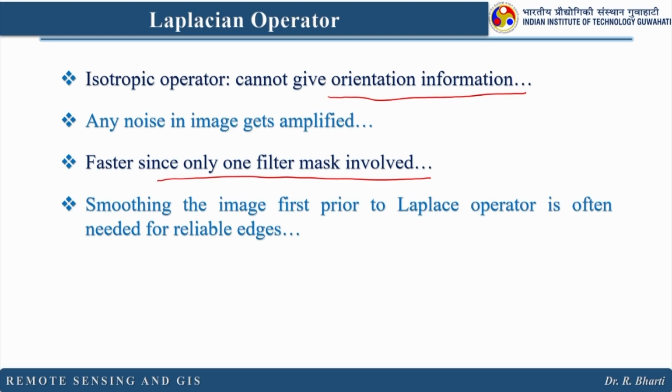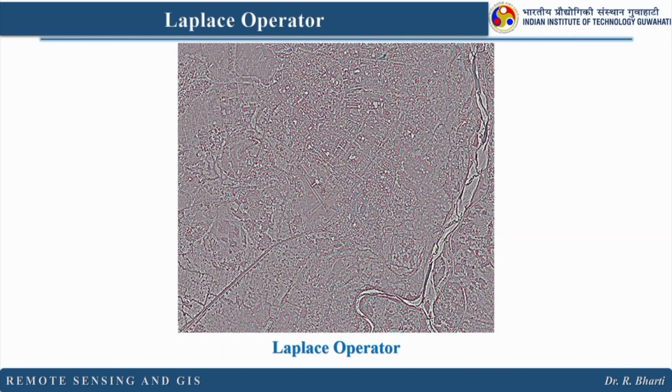So in case you are going to use this Laplacian filter or Laplacian operator, first you have to smoothen your image so that the results of the Laplacian operator will be more sensible, right? This is an example of the Laplacian operator. You can see all the features, edges are enhanced and it is very clear to you, right?